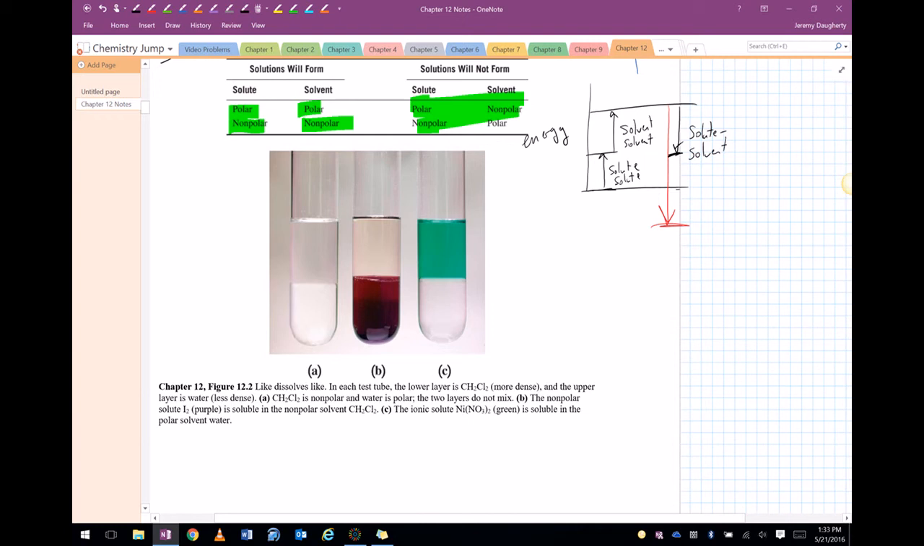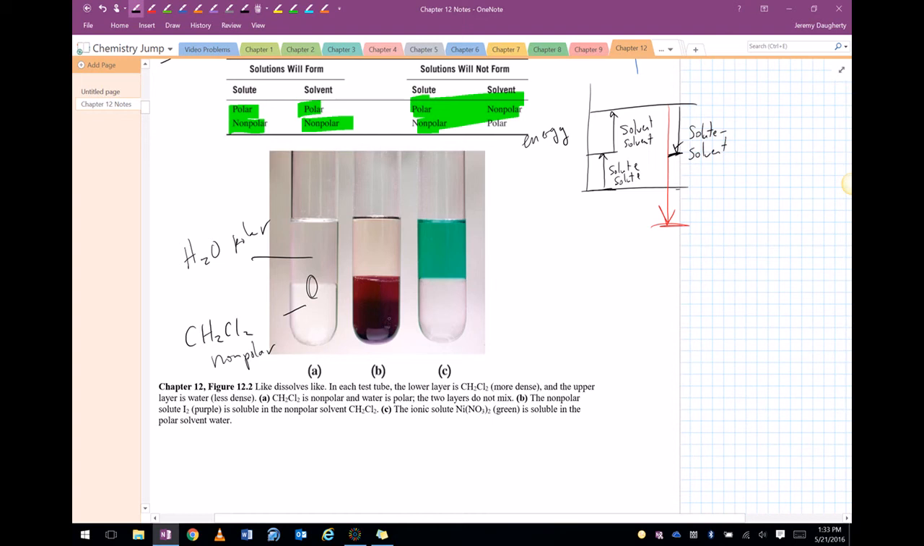So what we see here in these pictures in letter A is CH2Cl2, which is nonpolar, and water, which is polar. Well, they do not have similar intermolecular forces, therefore no solution. Okay?